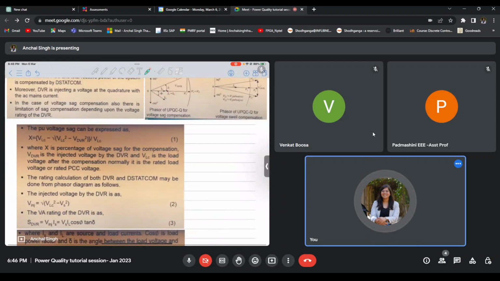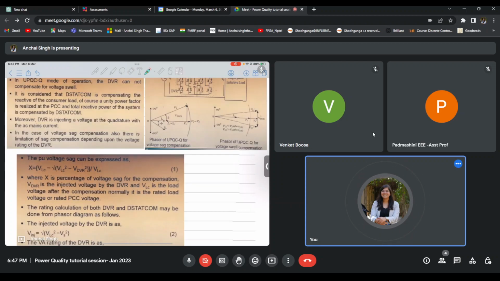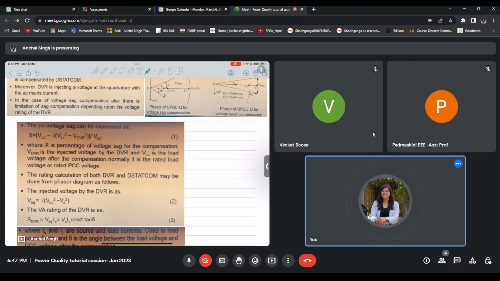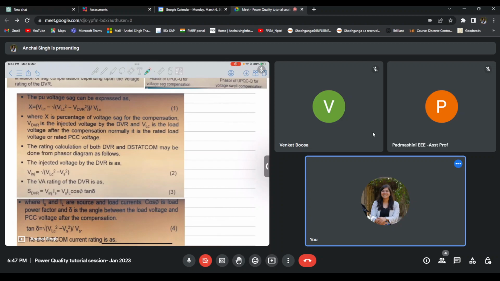Now, if we look at the equations, X is basically the percentage sag or swell. In order to calculate X, you can use this equation because all three voltages are at right angle, so it's just Pythagoras theorem. Using Pythagoras theorem, you could obtain this equation. X is normally given in the question, so usually you won't have to calculate it. This is just the way the sag parameter is defined. So when you say 20% reduction, that means this X is 0.2.